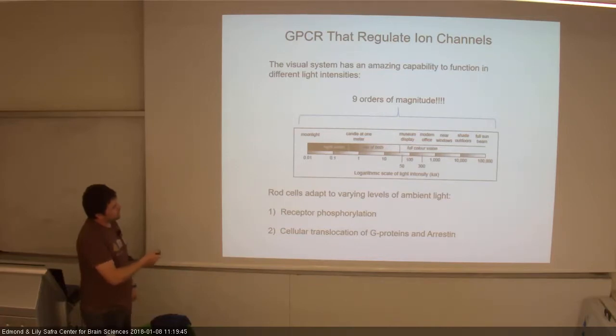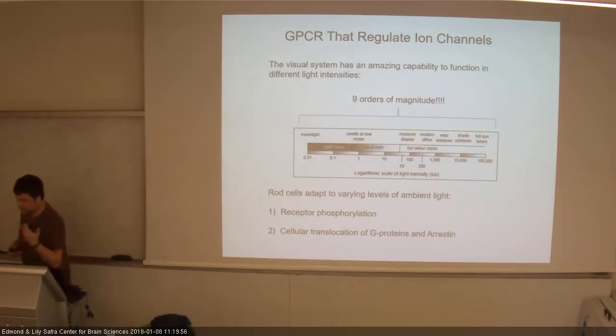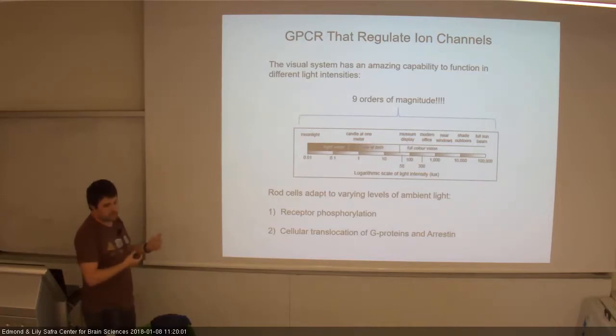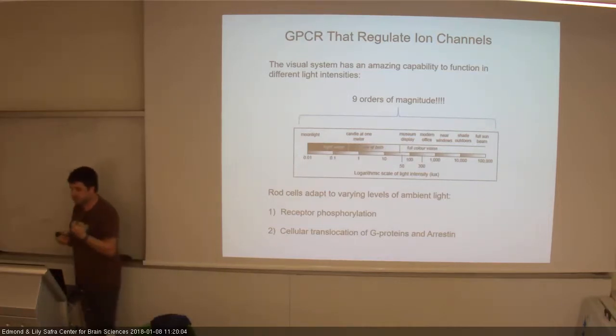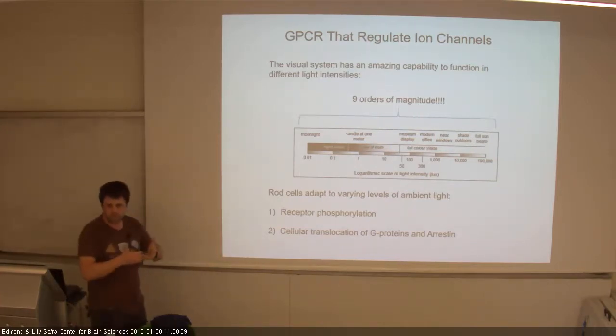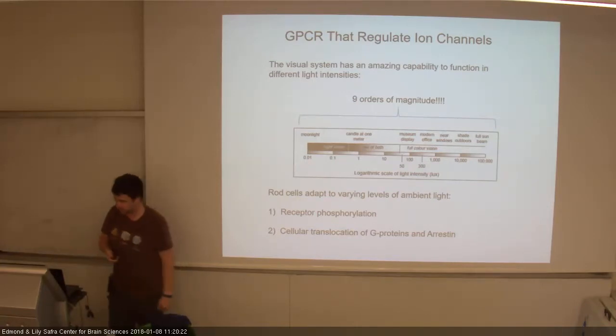But in these lighting conditions, the rod cells are the ones that are active, and the rod cells themselves have a very high capacity to adapt the response to varying levels of ambient light. I showed you before the example that it can detect a single photon, but what happens when you're driving at night, when you don't have full sun, but it's somewhere in the middle? The way that they adapt to varying levels of ambient light is either by receptor phosphorylation or cellular translocation of G-proteins and arrestins.